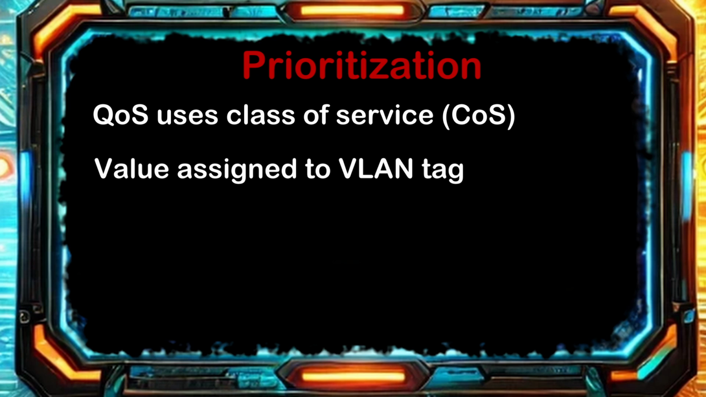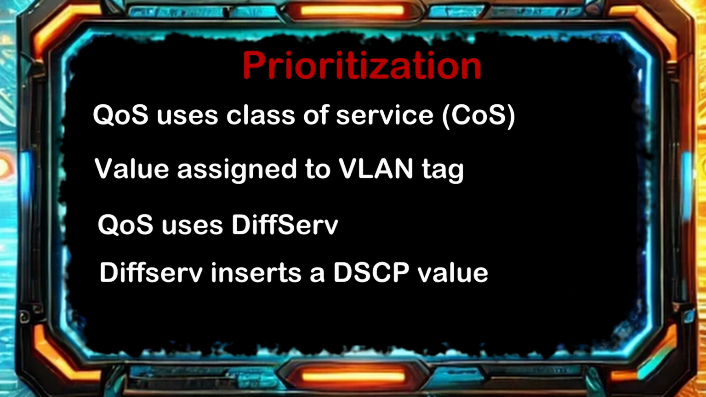For classification at layer 3, QoS uses a protocol called Differentiated Services, or DiffServ. Each IP packet header has a DiffServ field. DiffServ inserts a differentiated services code point value, or DSCP value, in this header to prioritize data flow. Routers forward packets according to the value in this field.